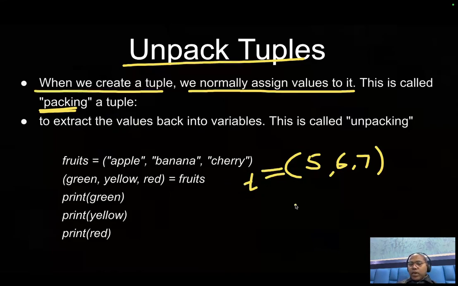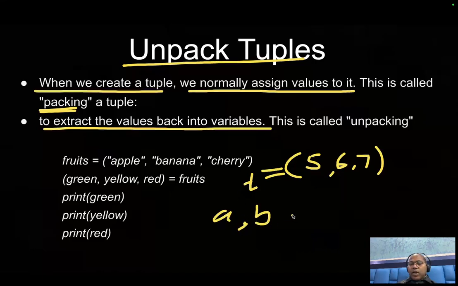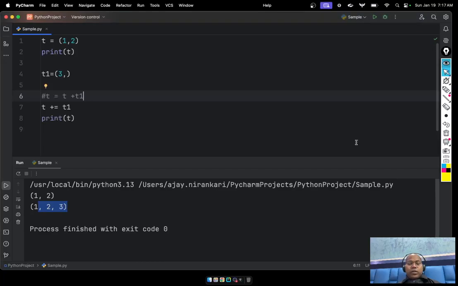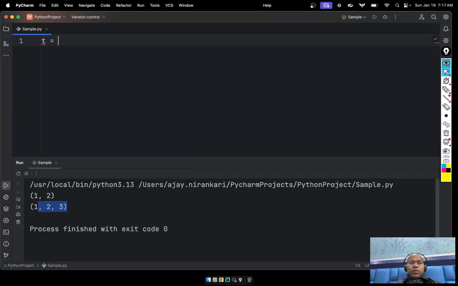Sometimes I want to get these values into different variables. That means extracting the values back into variables. I want variable A, variable B, variable C. So you can say, hey, these are 3 variables, and I want to assign this tuple. From this tuple, the values are going to bind to these variables. This is known as unpacking. So you can extract variables from the tuple. Here, say tuple equal to variable 2 comma variable 3.